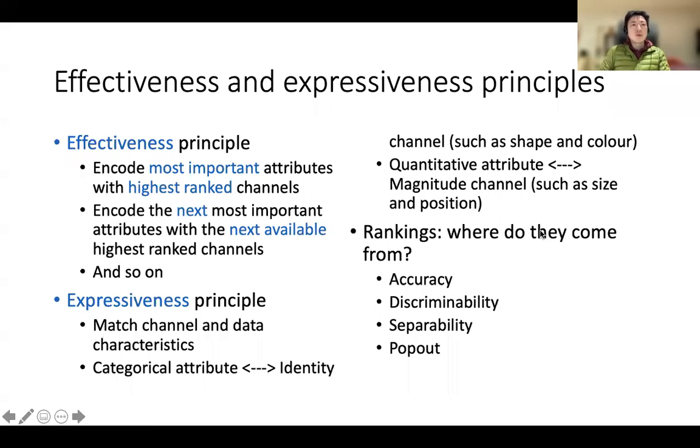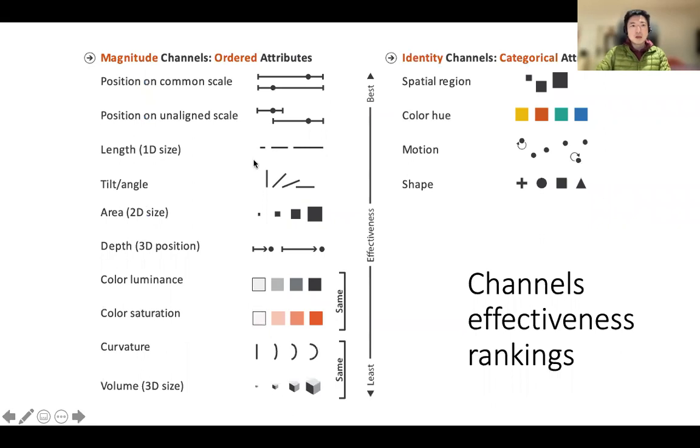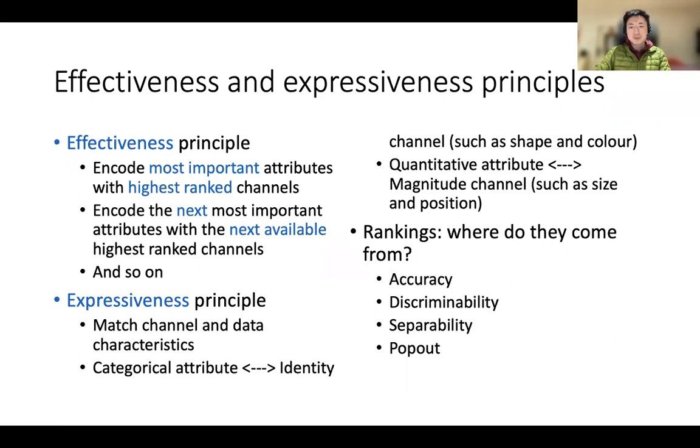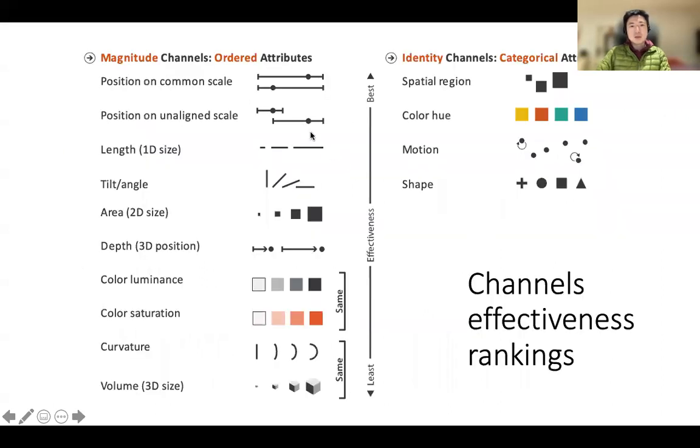And in the coursework, you will need to justify why the channels you picked are the most effective. In those cases, you might not follow exactly the order here, but you just need to justify why that's the case. Okay, so let's have a quick look at how we decide these rankings. Why do we think position is the most effective and, say, the straight-line shape is the worst, or the least effective?